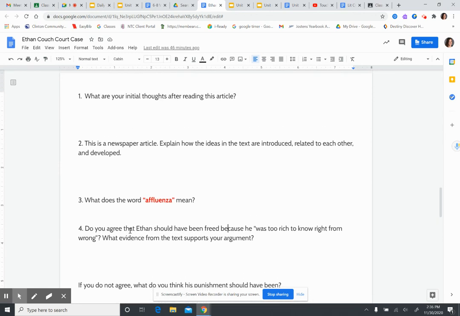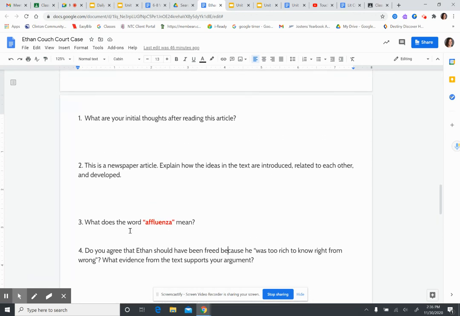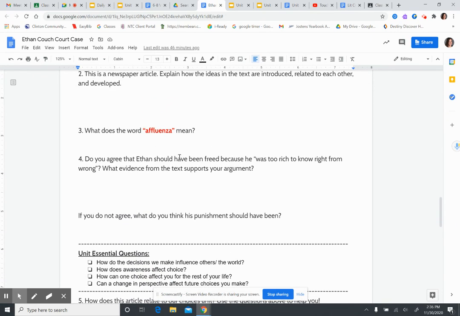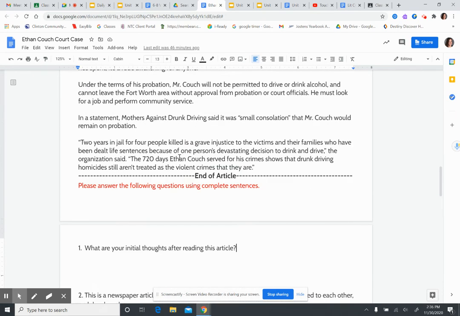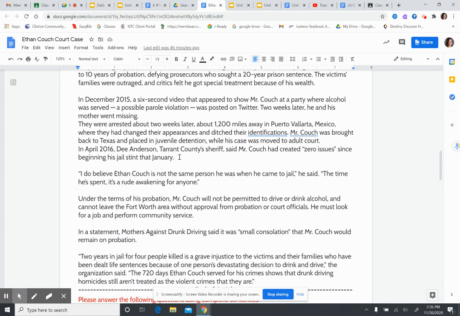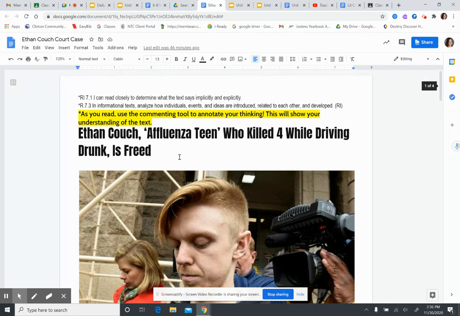All we got to today was to read the article, answer those questions, and then we went over number 1. What are your initial thoughts after reading the article? Okay, so tomorrow we will continue with this. This document is not done, so it won't be submitted. So you are to read the article and then answer 1, 2, 3, and 4. If you have any questions, let me know.